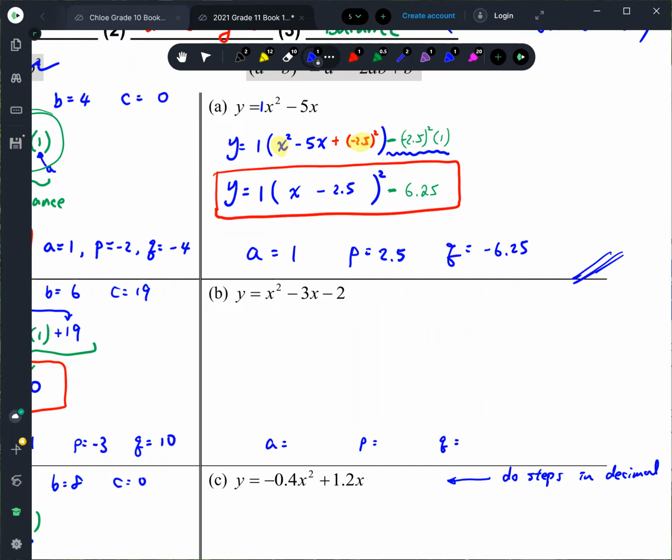Please check your answer. Double check your signs. Raise your hand when you finish APQ.